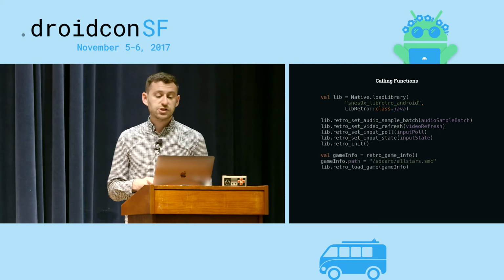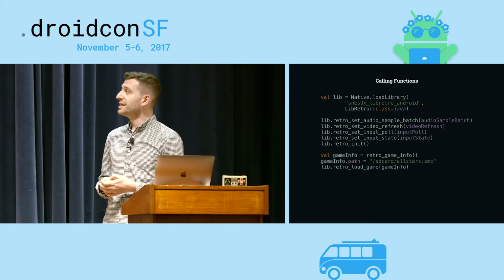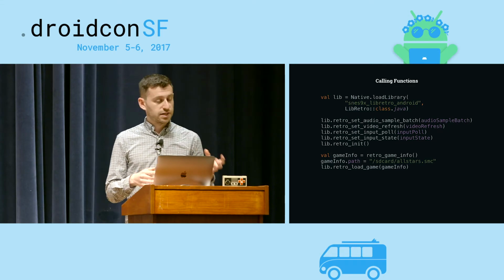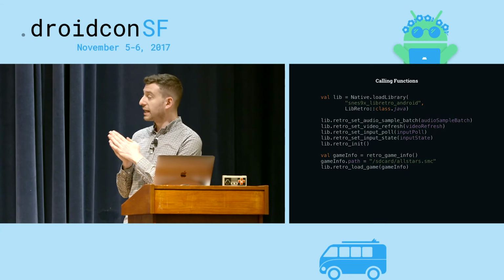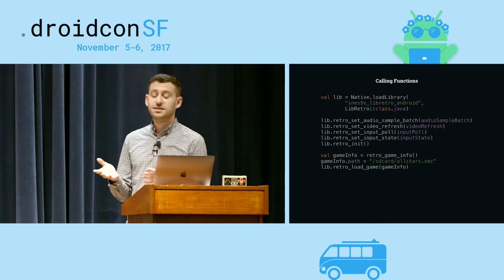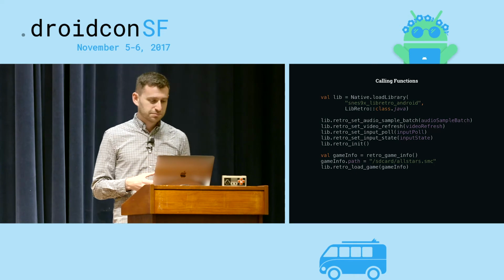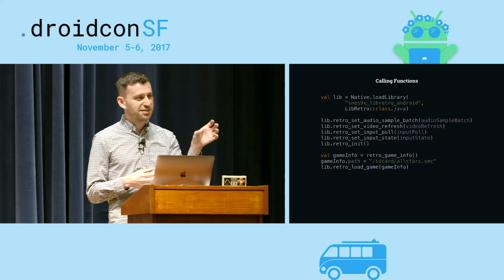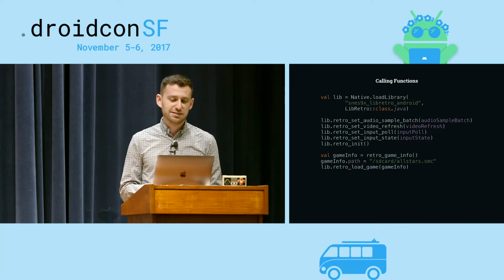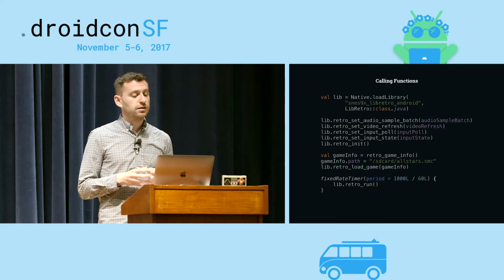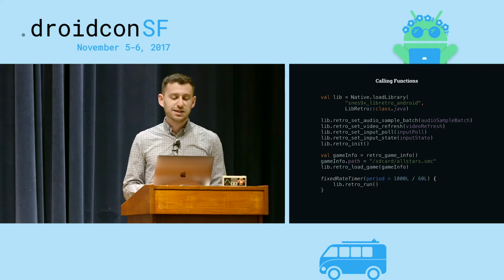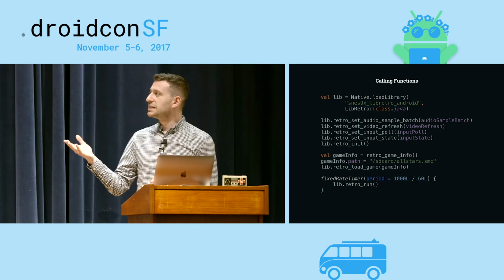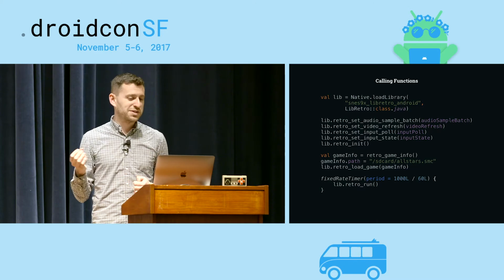We then want to actually load our game. So we'll create an instance of that class that represents a structure, and we'll set the path to be a game that I put on the SD card, in this case, Super Mario All-Stars. We'll then pass that struct into the load game method. So finally, I mentioned earlier that libretro runs one frame of the game at a time. So we'll start a timer that calls this method 60 times per second.